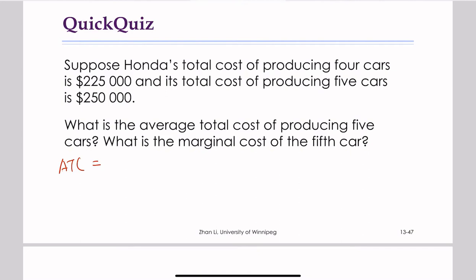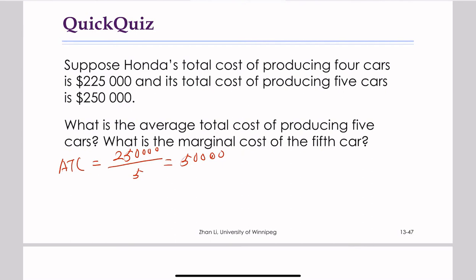So average total cost is given by the total cost of 5 cars, that is 250,000, divided by the number of cars. So this gives you $50,000, right?